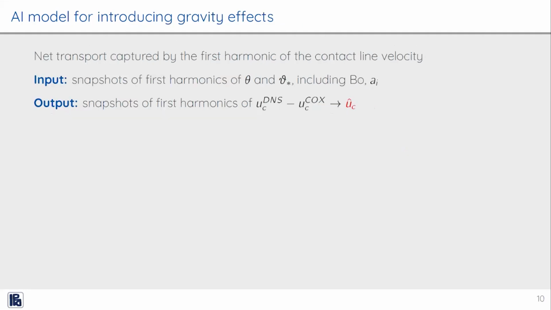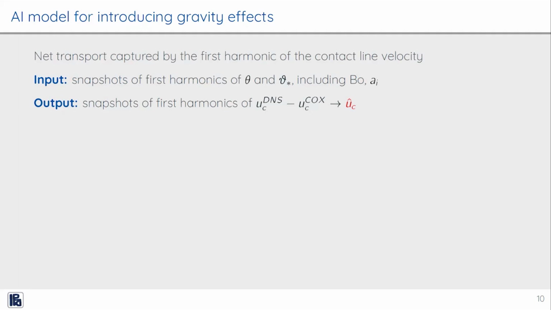And what we want to do, basically, we know that the net transport of the droplet due to gravity comes through the first harmonic of the contact line velocity. So as input to our model, we give the first harmonics of the contact angle theta, the heterogeneities along the contact angle, which is theta star. And we include the bond number, which has to do with the gravity. It's gravity over surface tension, and the inclination angle alpha.